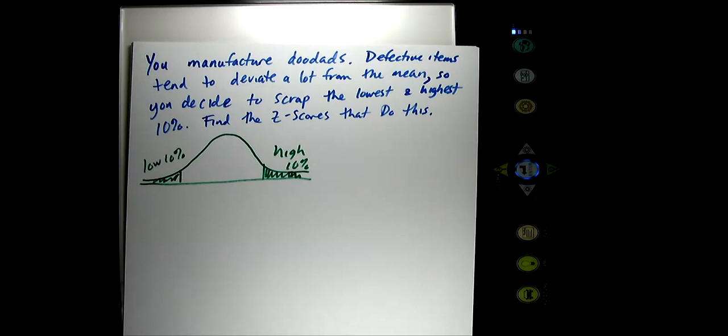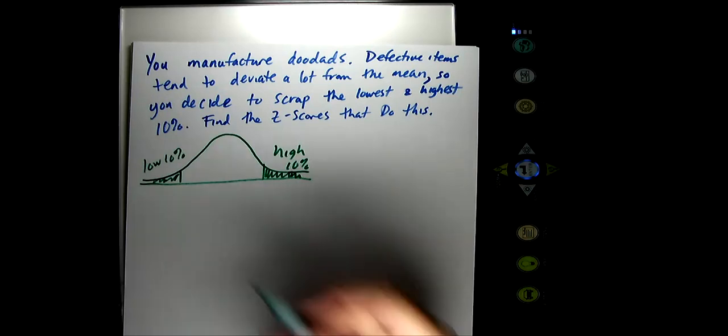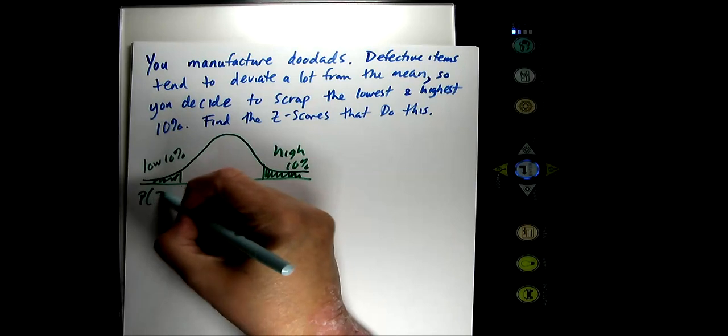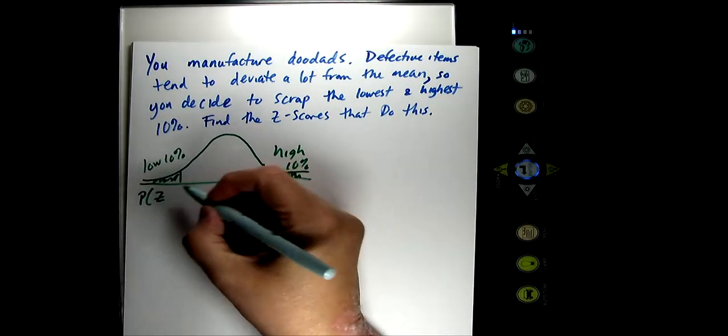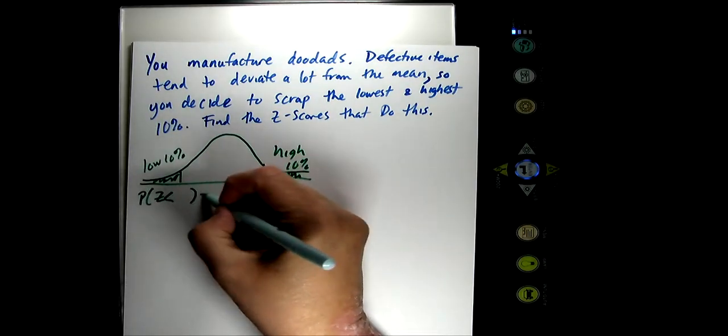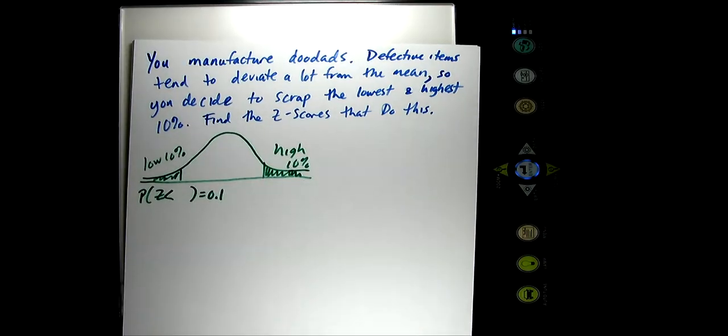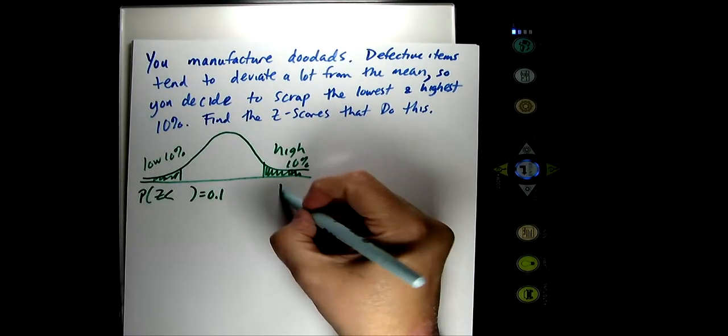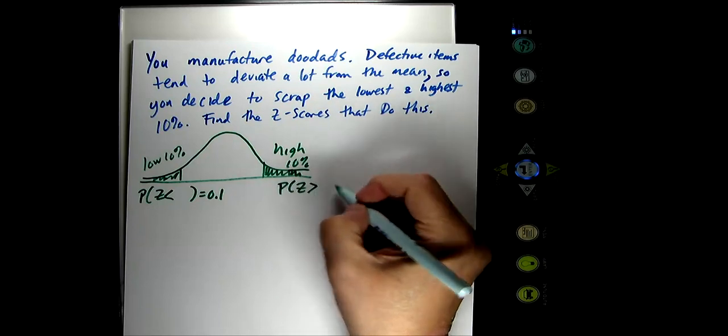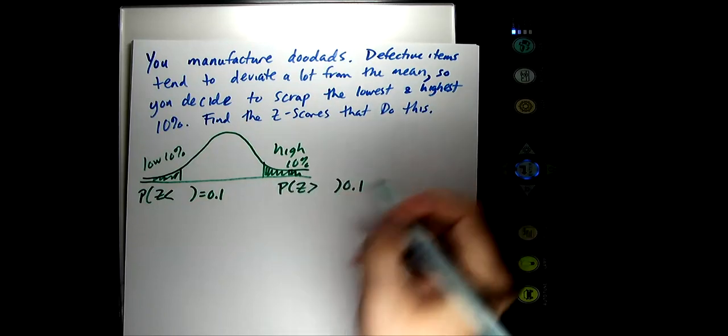We can do them separately. So we could do, this is probability that Z is less than, and we want it to say 0.1. And over here, this is probability that Z is greater than, and we want it to say 0.1.